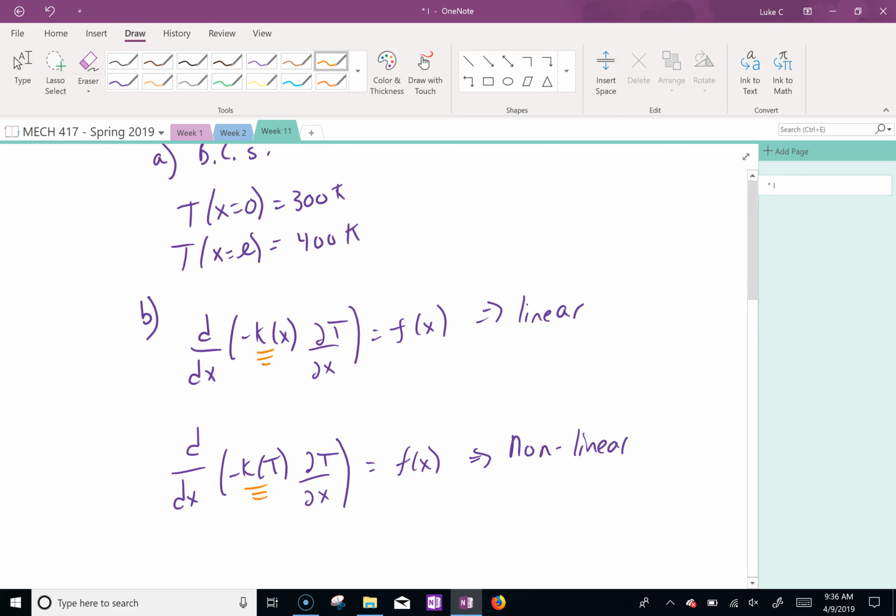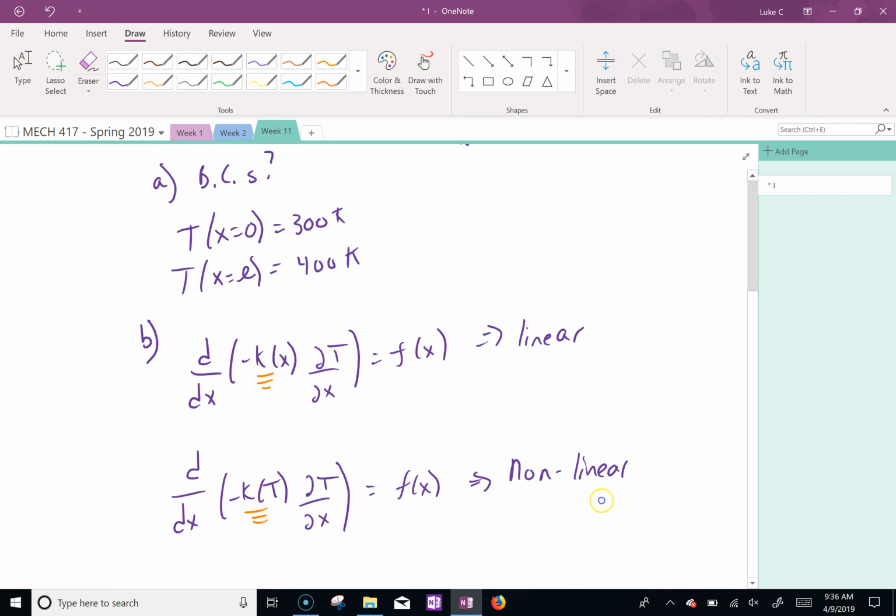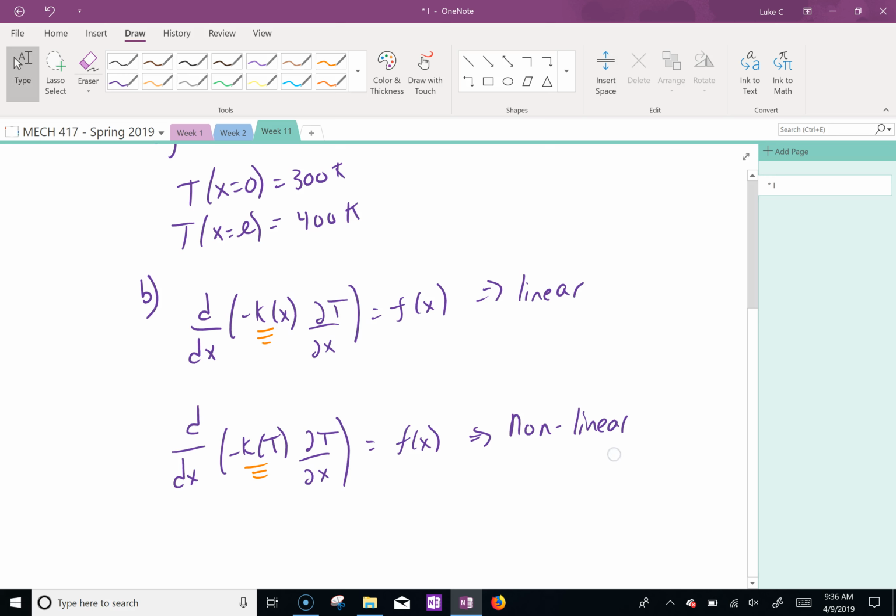What is X? Is X the independent or the dependent variable? X is the independent, because T depends on X. That means T is the dependent one. Okay? All right.